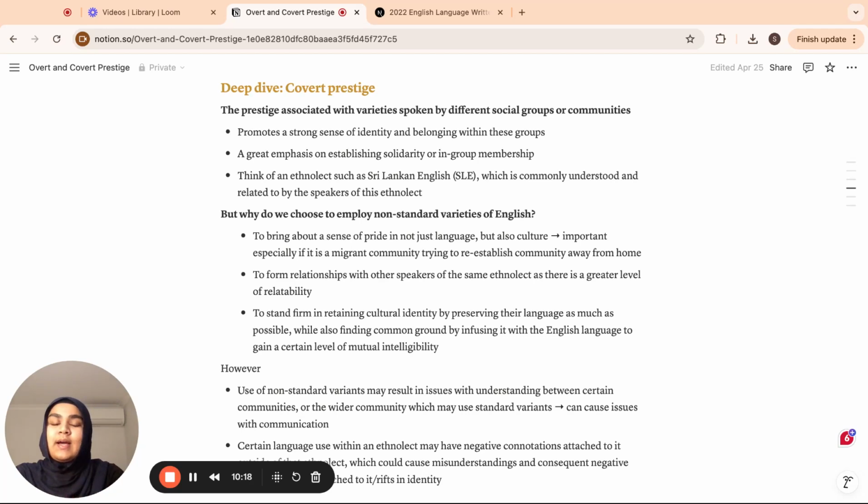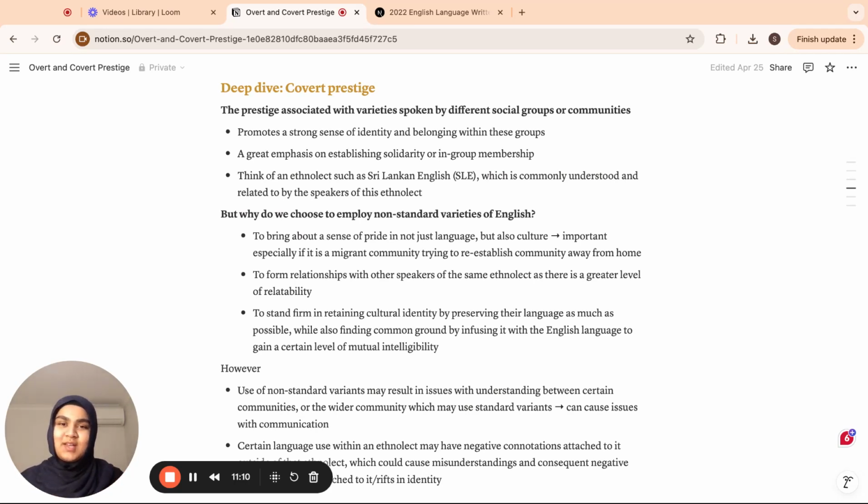Now, an example of an ethnolect or a variant that could achieve covert prestige are things like Sri Lankan English or Indian English, which are obviously much less understood by the wider community, but understood more by those who actually speak it. So it really binds together speakers of that same ethnolect by creating a level of relatability and mutual understanding that allows them to communicate productively.